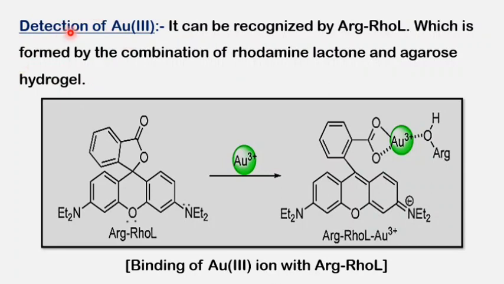Next is the detection of Au3+ ion. For the detection of Au3+ ion, a rhodamine-based chemosensor is used, that is agarose rhodamine lactone. This is the structure of agarose rhodamine lactone, and this is the binding site where the Au3+ ion gets attached like this, and due to this attachment, the opening of the spirolactam ring takes place, hence the compound shows color.